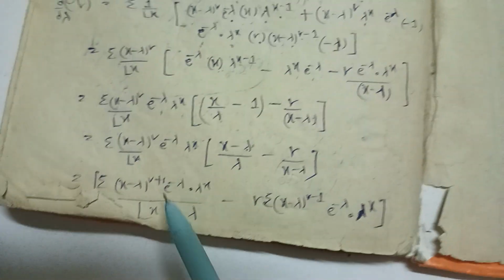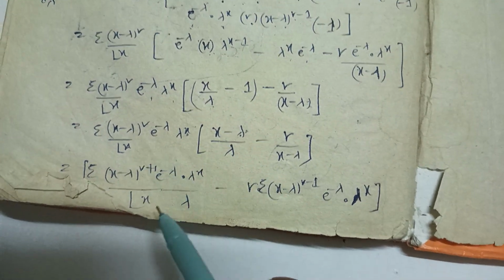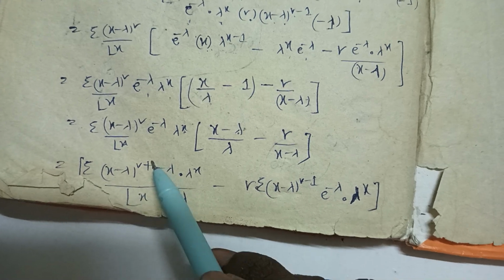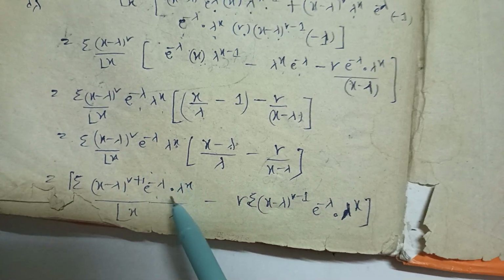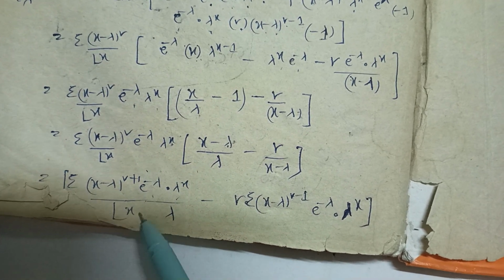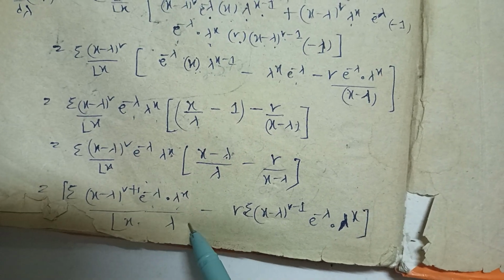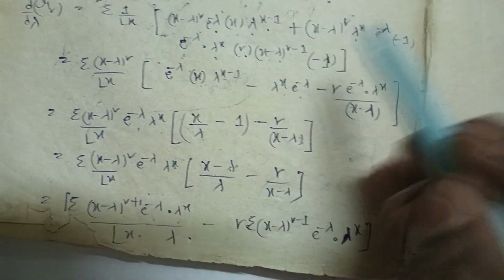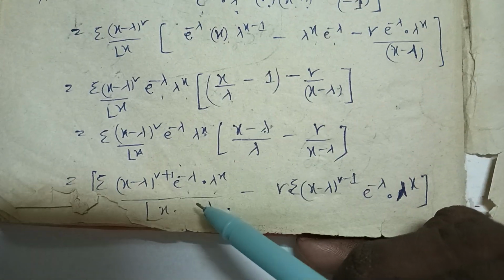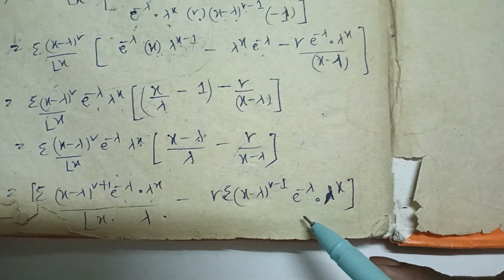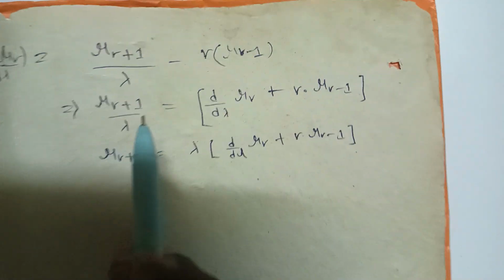This is in the form of, when bases are equal, powers should be added. So (x - λ)^r e^(-λ) λ^x / x! is the P(x) and the extra term is λ. So μ_(r+1), this is the formula for μ_(r+1), and this is the value of μ_(r-1). So the extra term is μ_(r-1).